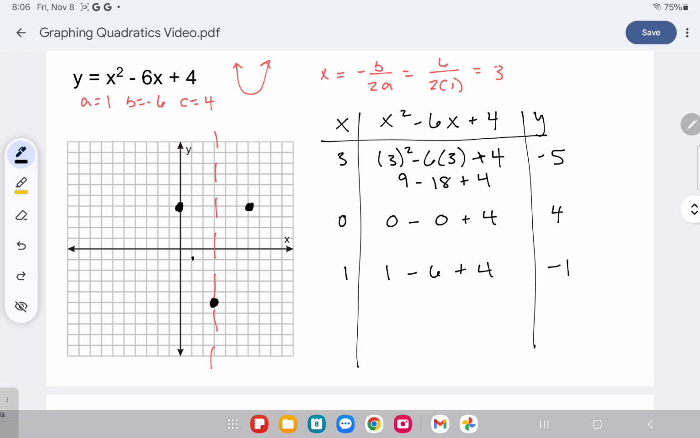When I plug in 1, I get a negative 1. And when I reflect that, I get 5, negative 1. For parabolas, we really need at least 5 points, 5 good points on our graph to get a parabola shape. If you only do 3, then you're not getting the curve correct, and it could look like an absolute value graph. So make sure all parabolas have 5 points on them.